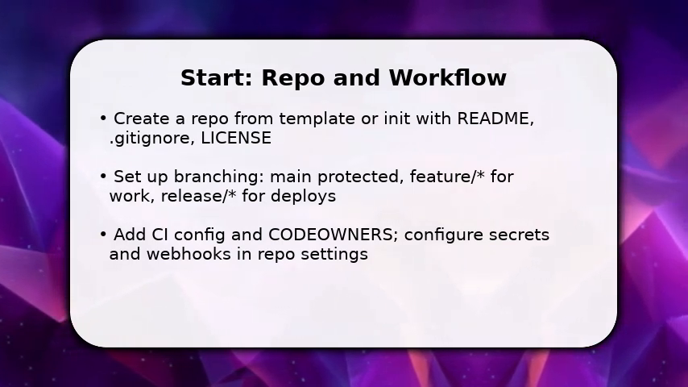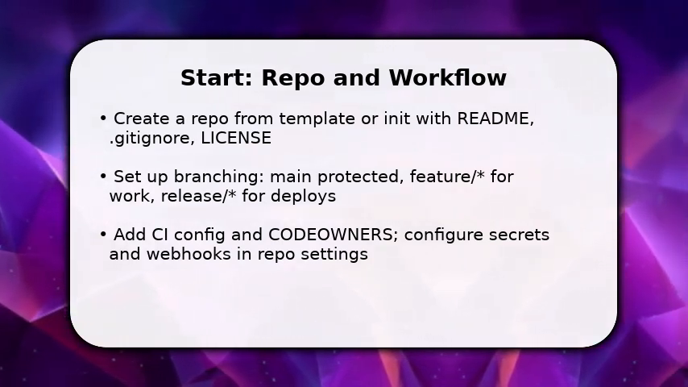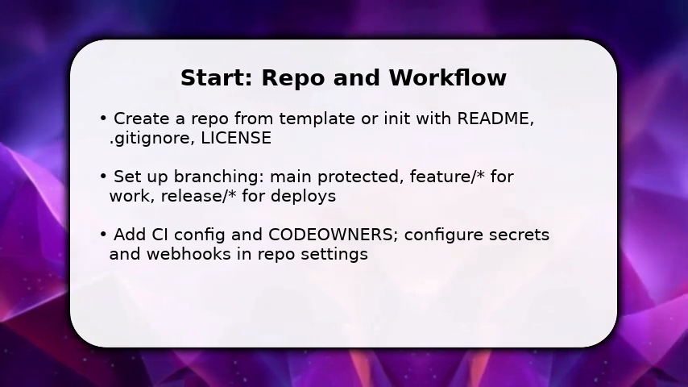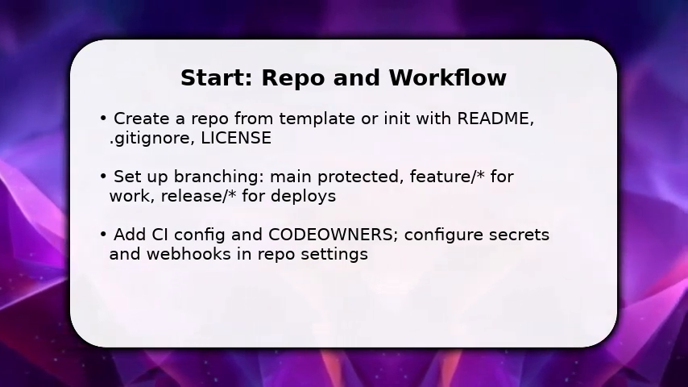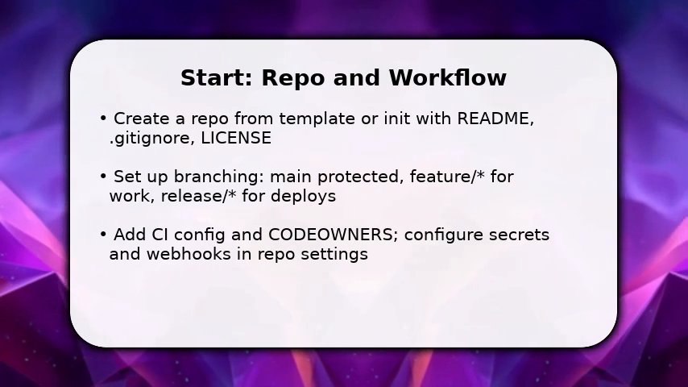Next, store deployment credentials as secrets and enable webhooks for CI notifications. This prevents manual credential leaks and keeps pipelines running automatically.